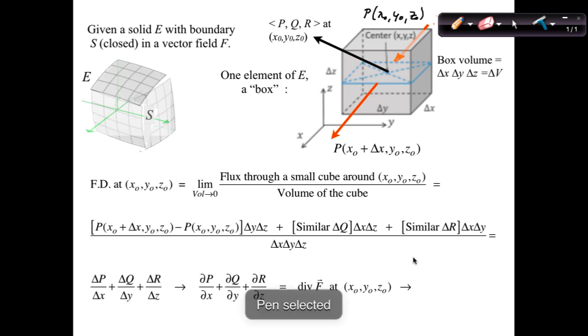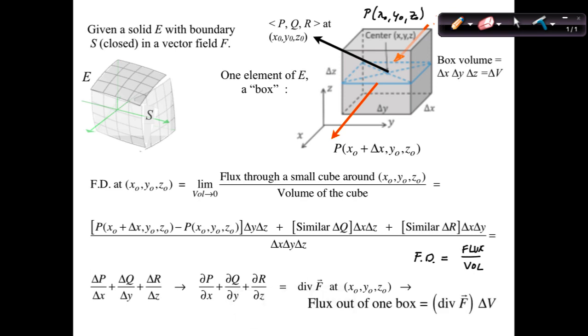Now, since flux density essentially equals flux per volume, I can solve for the flux. If I solve for the flux, what do I get? Yeah, flux density times volume. So that's an important conclusion here. So the flux out of one box is the flux density times the volume, but we just showed the flux density is divergence, right? So the flux out of one box, you can write as divergence of F times delta V.